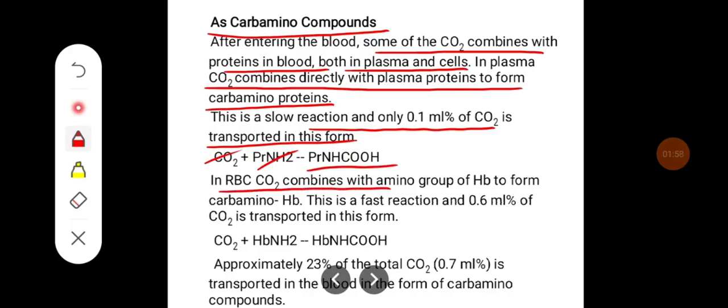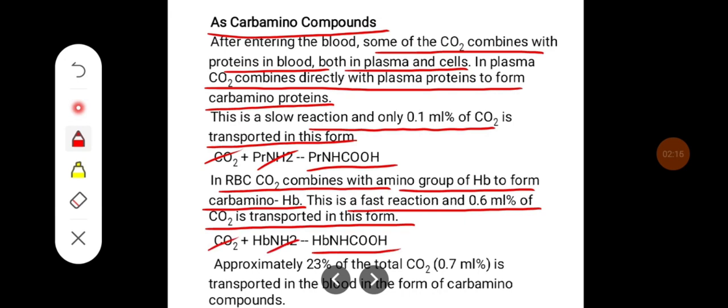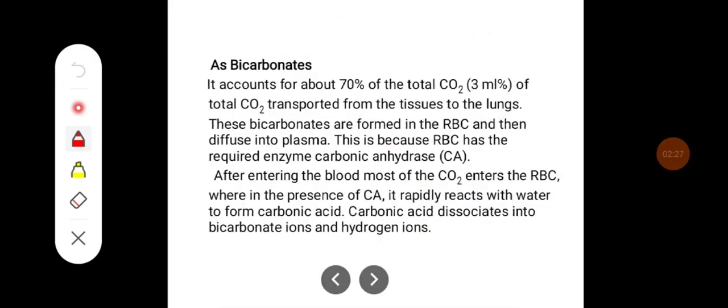In RBC, carbon dioxide combines with the amino group of hemoglobin to form carbamino hemoglobin. This is a fast reaction and 0.6 ml% of the carbon dioxide is transported in this form. Again, carbon dioxide combines with the amino part of the hemoglobin to form a carbamino compound. Approximately 23% of the total carbon dioxide, that is 0.7 ml%, is transported in the blood in the form of carbamino compounds. As bicarbonates, it accounts for about 70% of the total carbon dioxide transport, that is 3 ml% of total carbon dioxide transported from the tissues to the lungs.